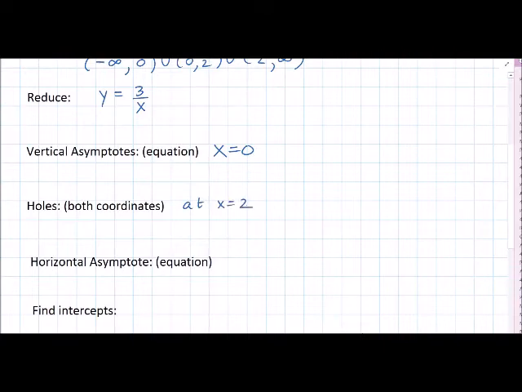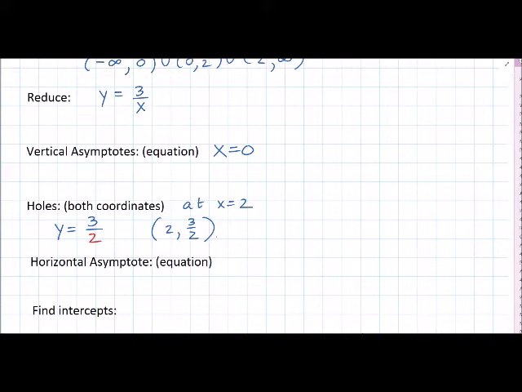But here I'm actually going to find both coordinates. So 2 comma something. And the way that we find the y coordinate is we plug 2 in for x in our reduced function. So my reduced function is y equals 3 over x. Plugging in 2 for x, I get y equals 3 halves. So when I plug in 2, I get 3 halves, and that's going to be graphed as an open circle in my graph later on.